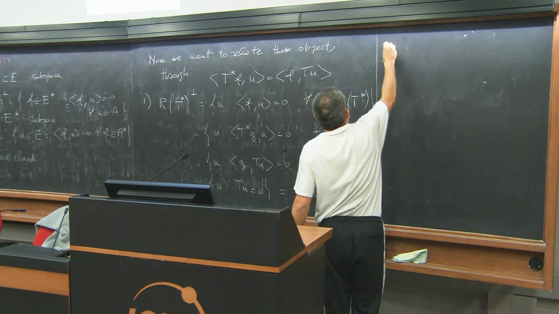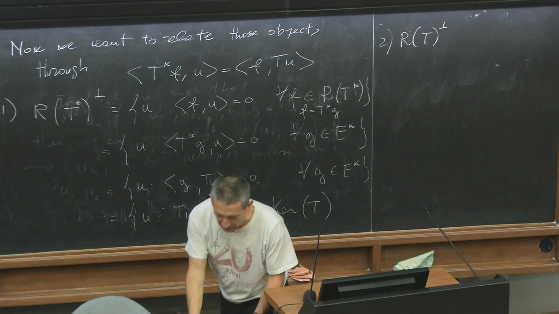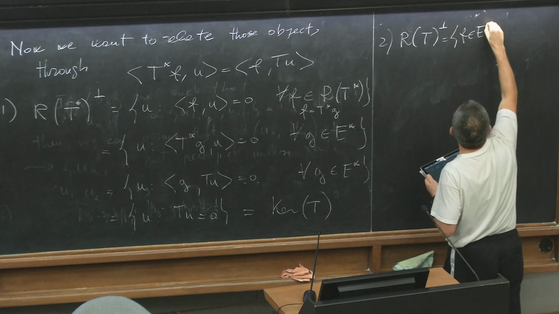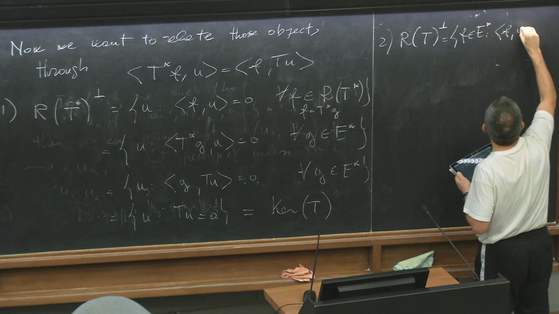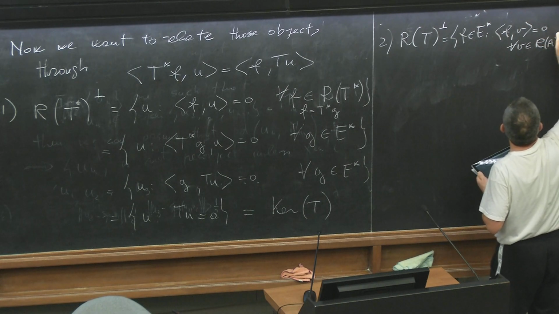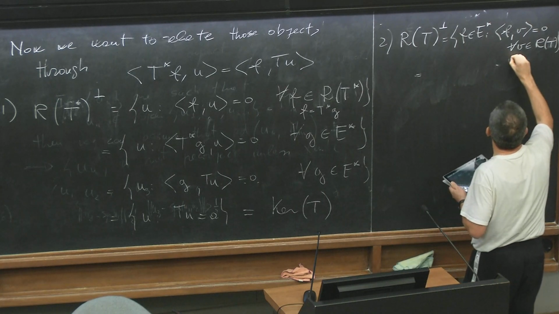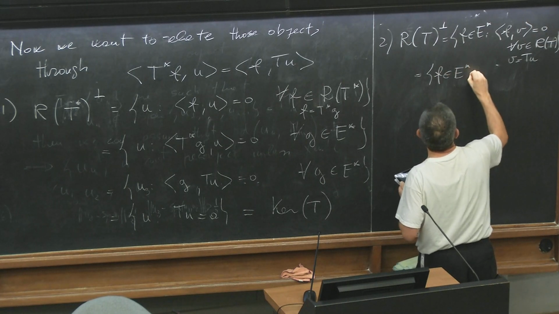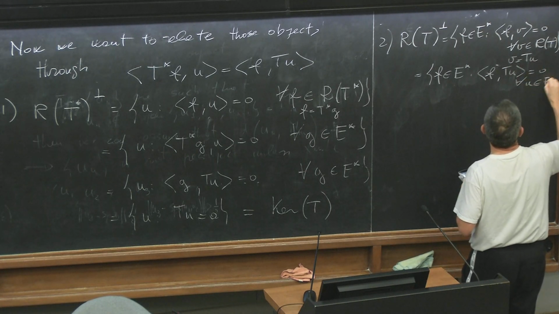So now, the range of T orthogonal. Okay, the thing is the same. These are all F in E star such that F V is equal to 0 for all V belonging to the range of T. If this is the range, V is TU for some U. So these are all F in E star such that F TU is equal to 0 for all U in E.